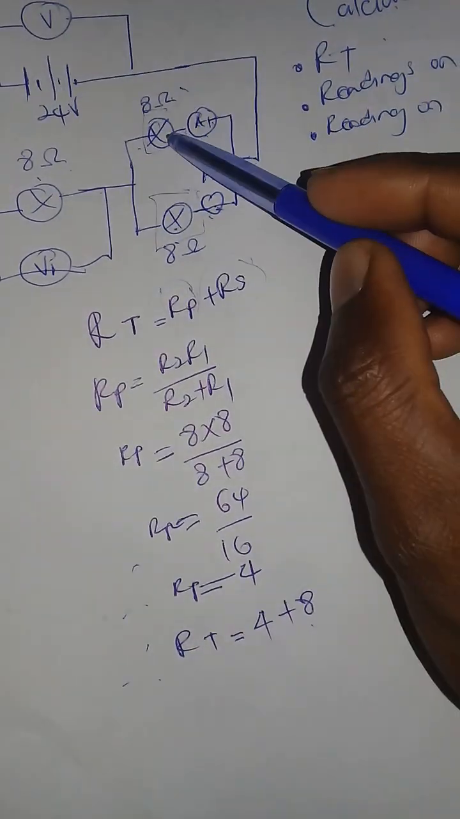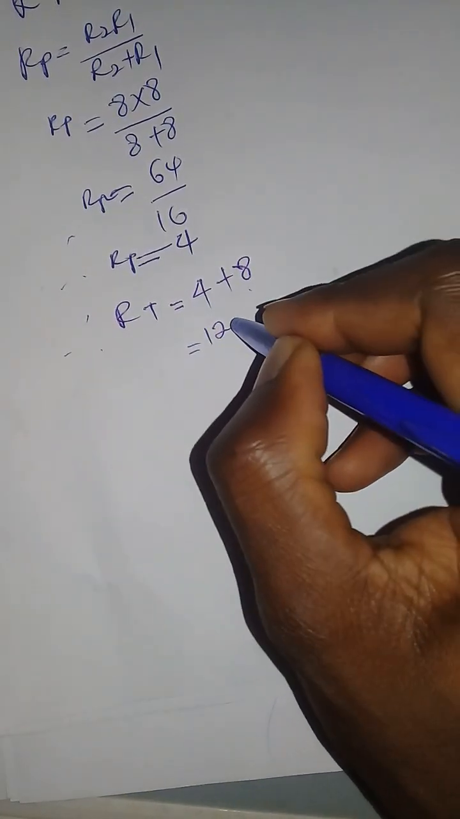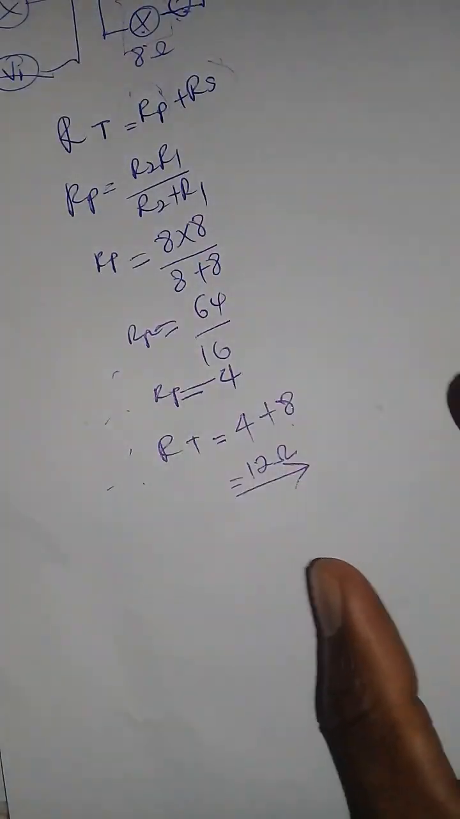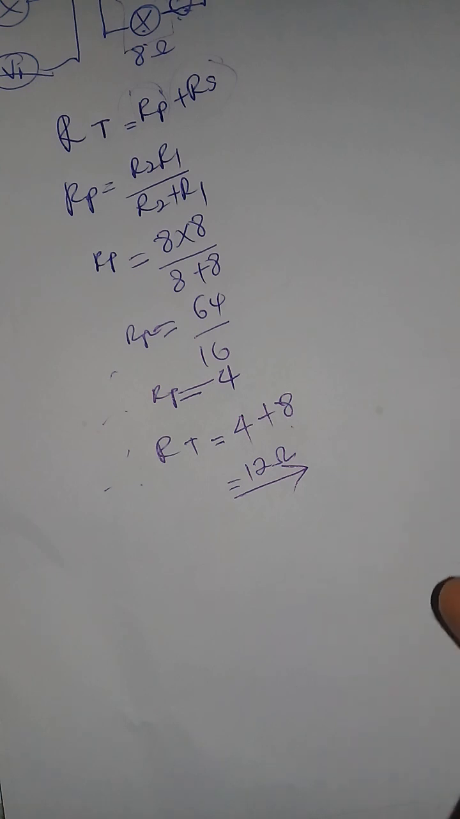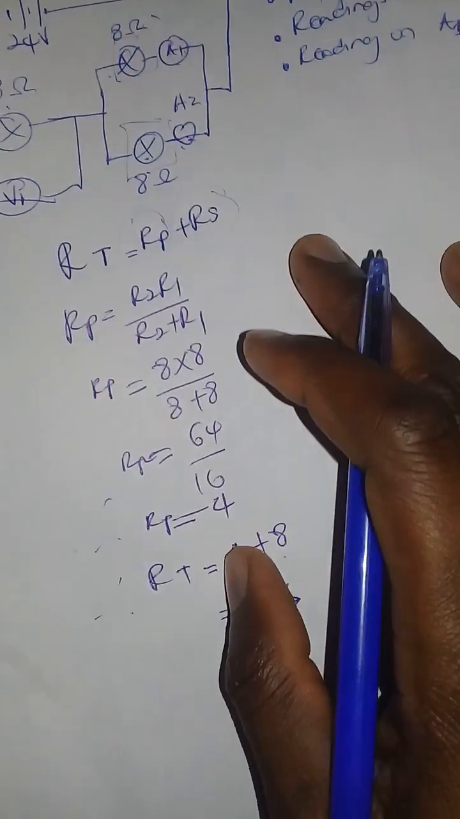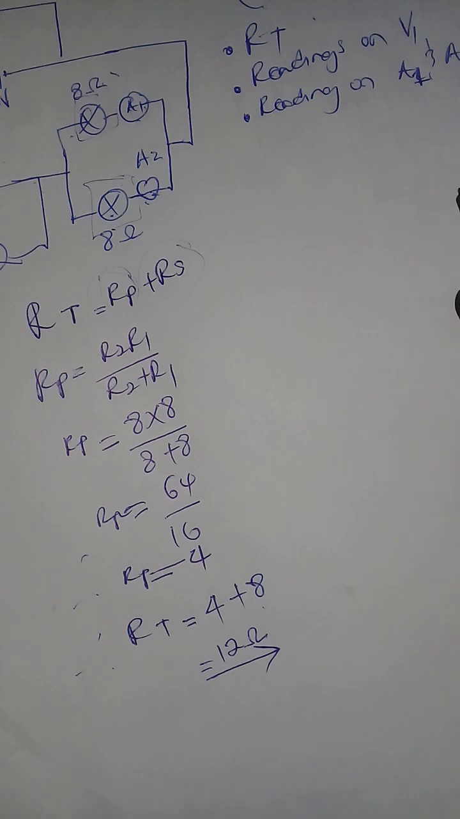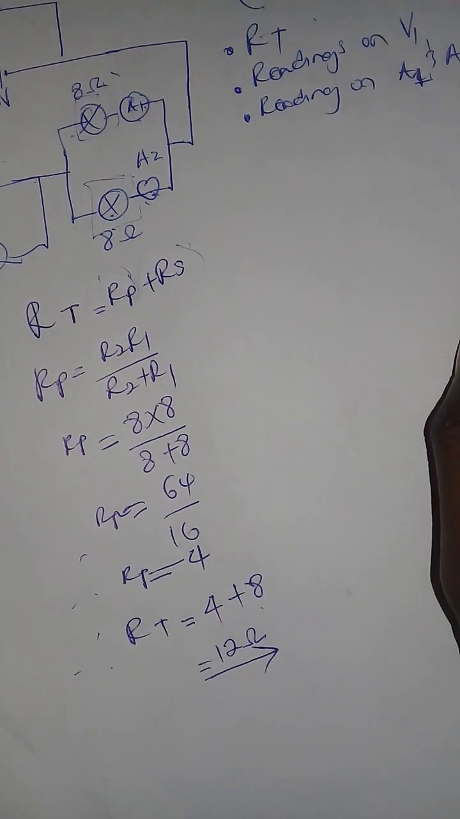So we have calculated this part. We do have this part as well. Now, when you add them, that's going to give you 12 ohms. That's your total resistance within the circuit. That's how we calculate. You need the Rp, the resistance of the parallel connection, and for the series connection, you add them, then they're supposed to give you the total resistance within the circuit.